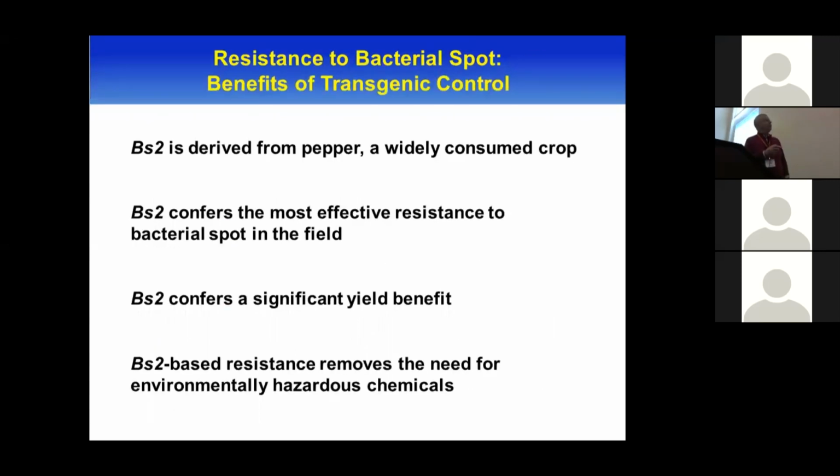So what's interesting, even more bizarre, is that BS2 is in every single pepper that you actually eat. Okay? So it's obviously very safe. And I'll show you an example of what we're trying to do for genome editing with this at the end, which hopefully could be more accepted, but maybe not. So it confers resistance, and it's really important because it confers a yield benefit, and it also removes the need for environmentally hazardous chemicals.